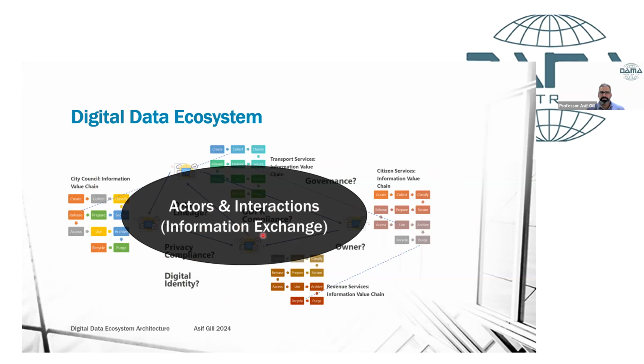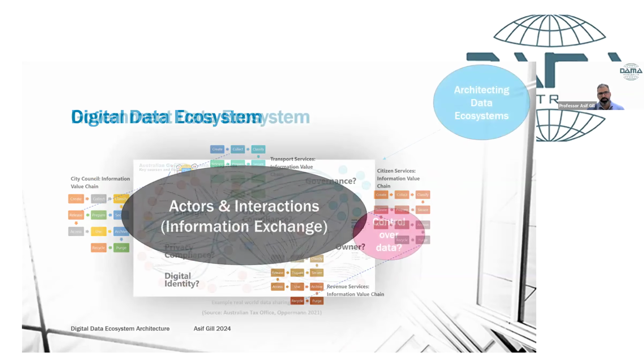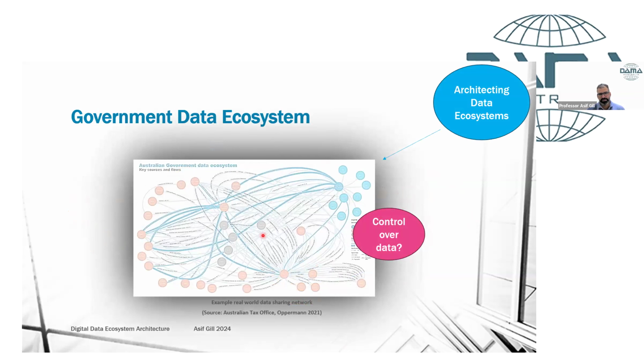So that really is a complex web of data. If you look at this government data ecosystem, I blurred it just for the sake of not revealing any confidential link, although there was nothing confidential in it. But you can see different agencies sharing data from one angle to another.